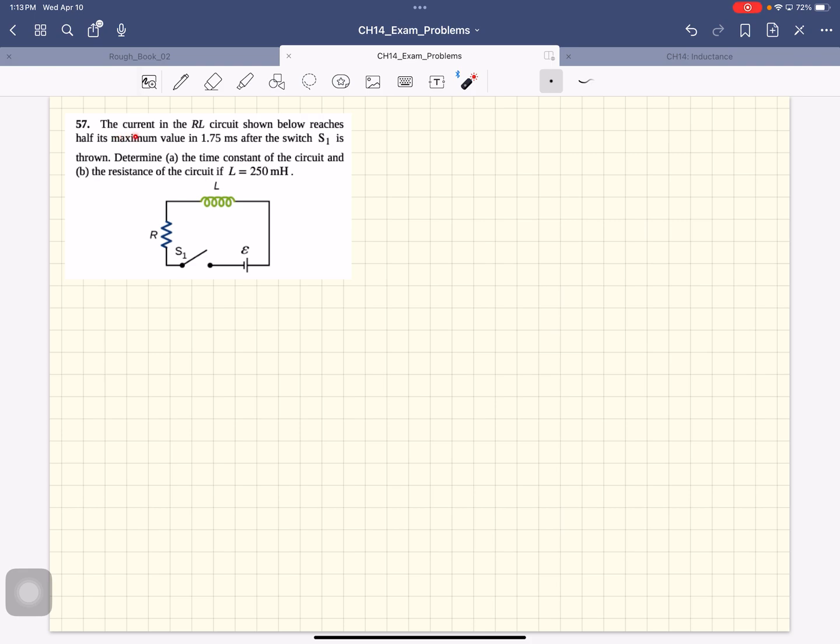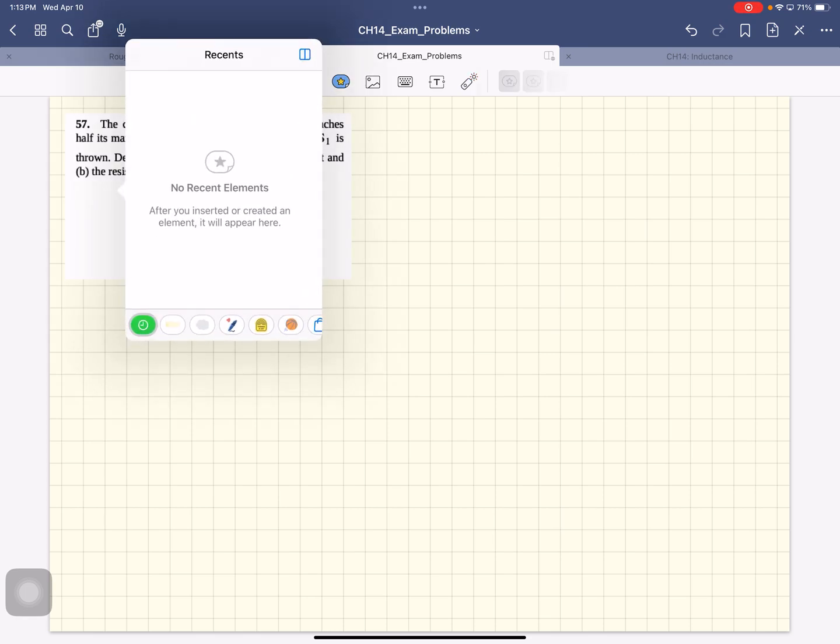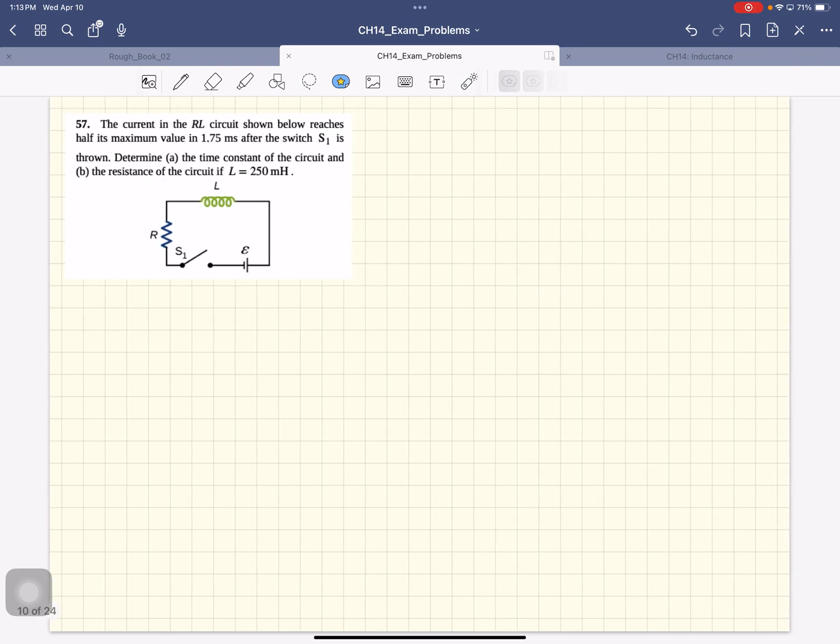So here's a similar problem. The current in the RL circuit shown below reaches half its maximum value in 1.57 milliseconds after the switch is thrown. Determine the time constant of the circuit and the resistance of the circuit if L is that. So t half, we saw in the previous problem, is 0.69 times the time constant, and t half is 1.75 milliseconds. So tau is t half divided by 0.69.